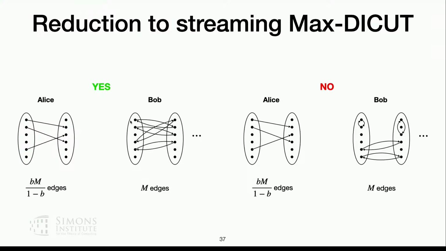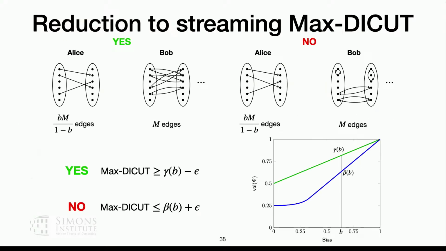What we want to do is create instances of bias B. And definitely Bob cannot do this, because Bob doesn't have any idea about what the partition is. So what Alice does is, let's say the total number of edges that Bob is going to create is M, then Alice adds proportionally so many edges from this left side to the right side that she has, creating an instance of bias B.